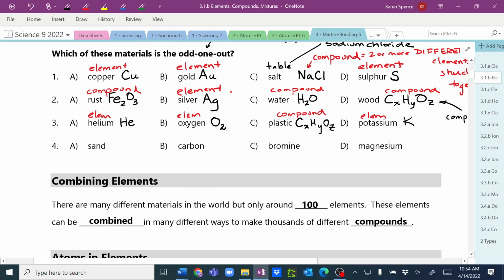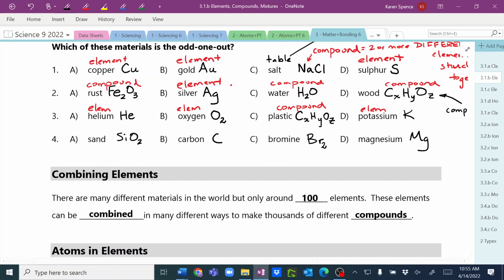A, yes, sand. Sand is actually made of silicon and oxygen. Silicon dioxide, that's called. Okay, carbon, of course, is C. Bromine is another one that is a Br2. And magnesium is Mg. You're actually going to learn all of the elements that have a little 2 at the bottom. We will learn those ones a little bit later, okay?